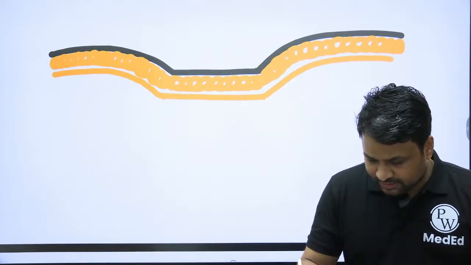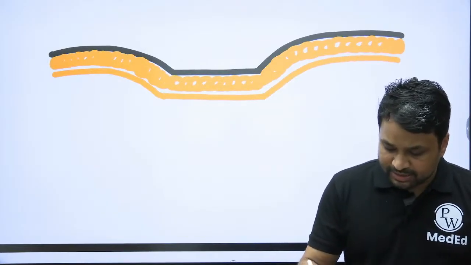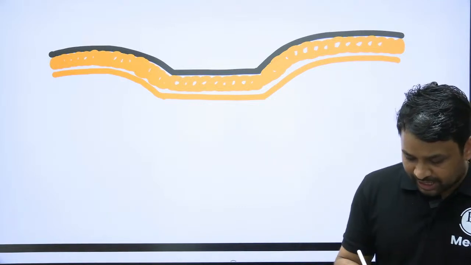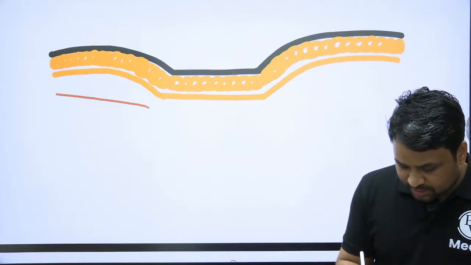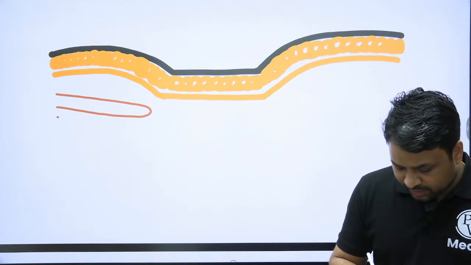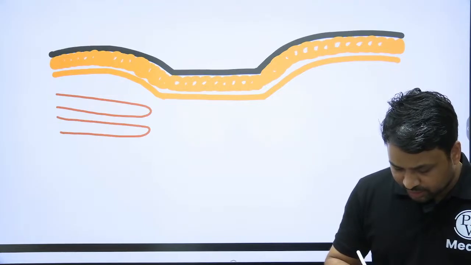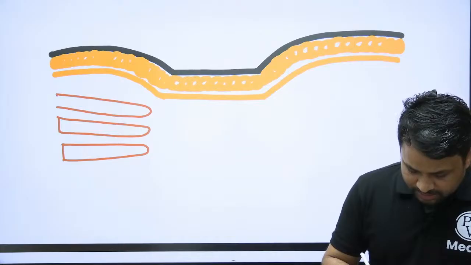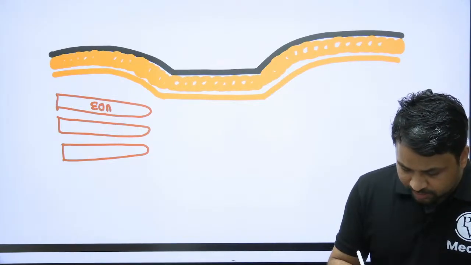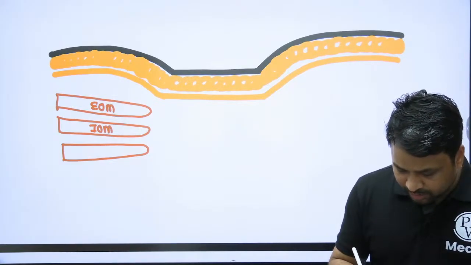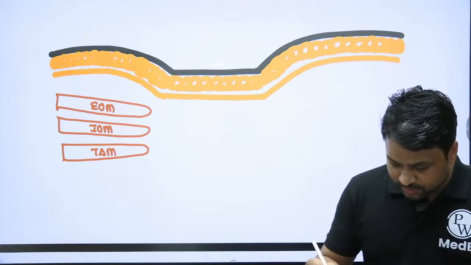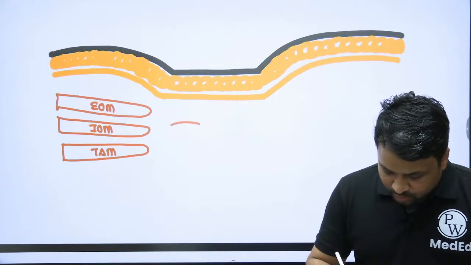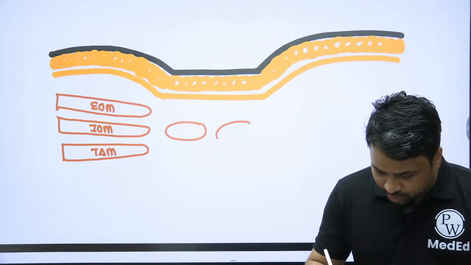Now below the subcutaneous fat, on either side you have the set of muscles. In the lateral abdominal wall you have the external oblique muscle, the internal oblique muscle, and the transverse abdominis muscle. These are the three sets of muscles which are present. Dead in the center you have the rectus abdominis muscle.